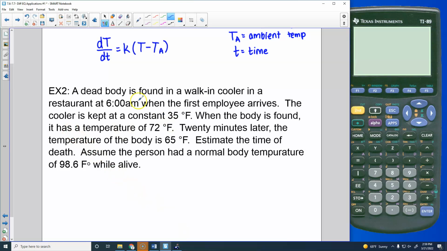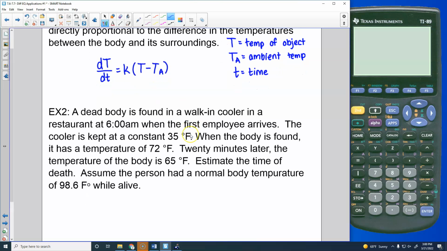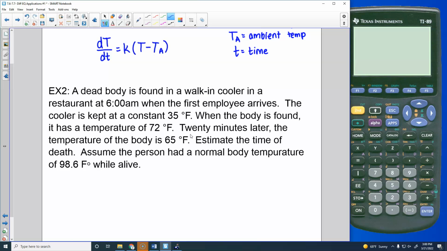We need to know, all right, so let's just look at this application. So this was just setting it up. This is the rate at which the temperature is changing with respect to time. Okay. So, a dead body is found in a walk-in cooler in a restaurant at 6 a.m.